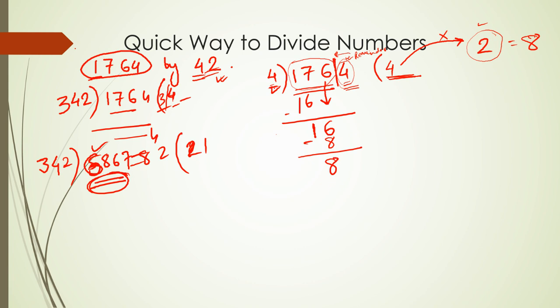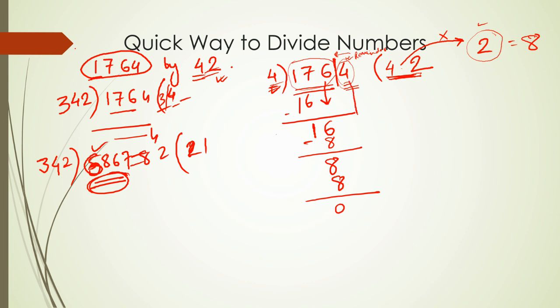Now this 8 we have to divide by 4. So 4 times 2 is 8, and we get a 0. Now you see 176 is entirely divided by 4. So this is the quotient now. Now we will see what the remainder is.